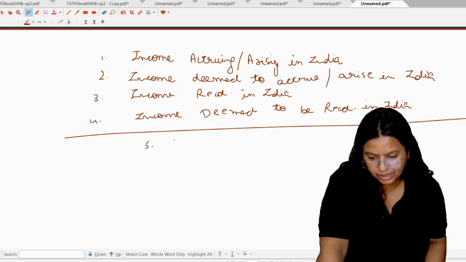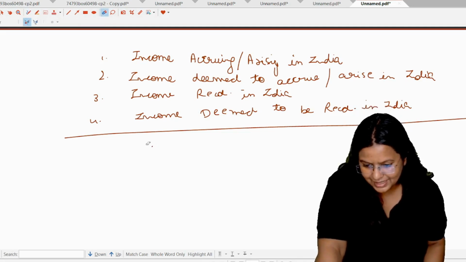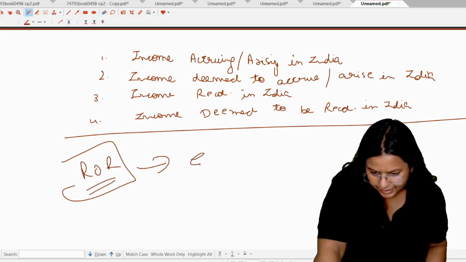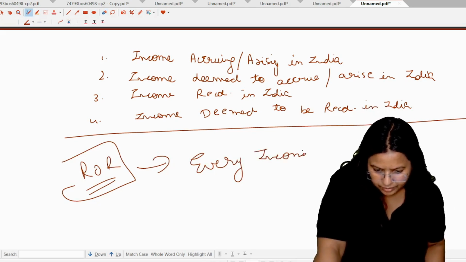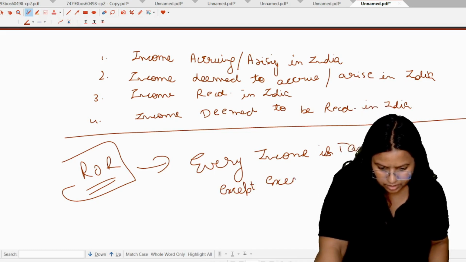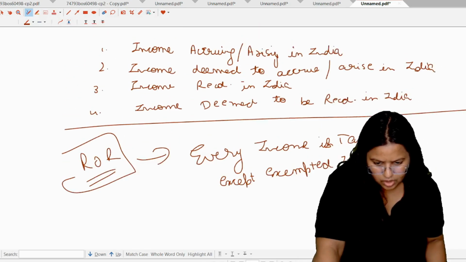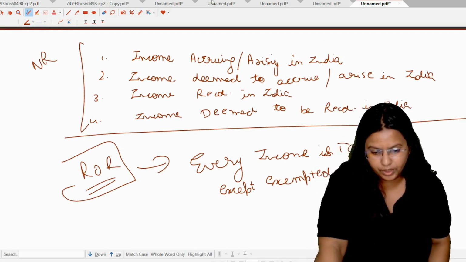Then there is a 5th income which will be taxable only in the case of ROR. For ROR, every income is taxable, whatever kind of income it is, except the exempted incomes. Exempted income means things like agricultural income. Now, for NR, only these 4 incomes will be taxable, not any other income.